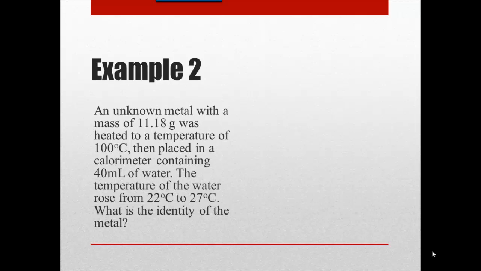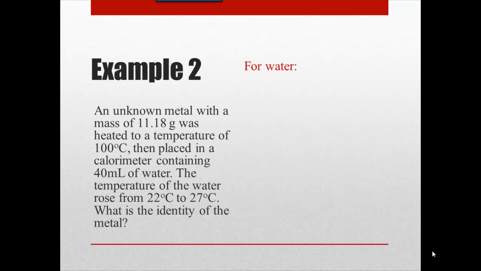In this problem, we know the mass of this unknown metal. It's heated to 100 degrees Celsius, and then it's put in a calorimeter with the water. And the water warms up from 22 to 27 degrees Celsius. We're trying to figure out the identity of the metal. So if you think about using Q equals Cm delta T, there's really not enough information about the metal to do that with. But what we can do is work a problem with the water first and use some of that information to help us later.